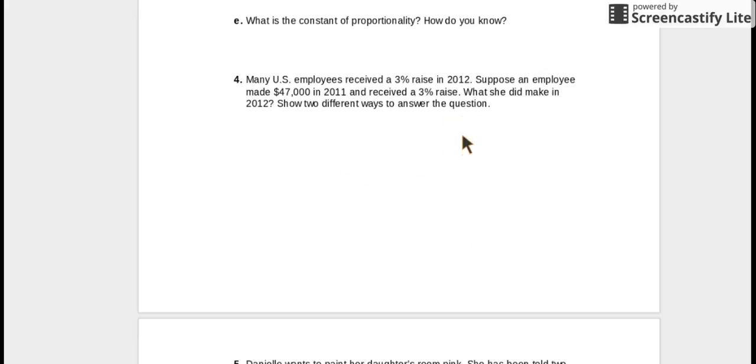Question 4 of the test. Many U.S. employees received a 3% raise in 2012. Suppose an employee made $47,000 in 2011 and received a 3% raise. What did she make in 2012? So there are 2 different ways to answer the question. Now for on-level, you only need to show one way. In advanced, we ask you to show 2 ways.